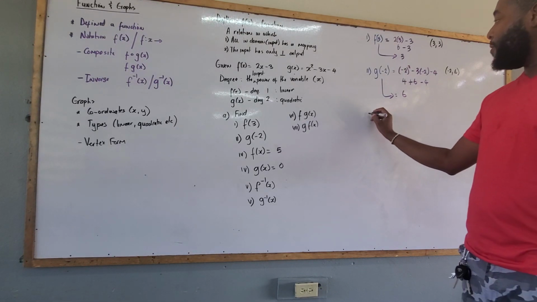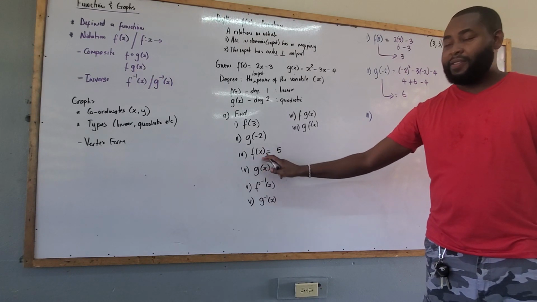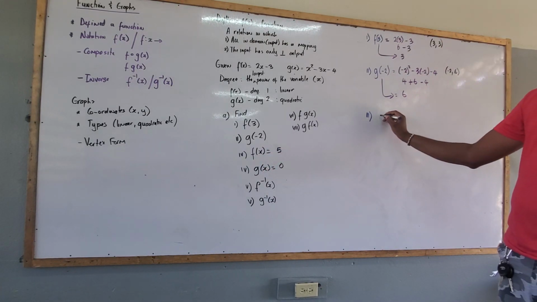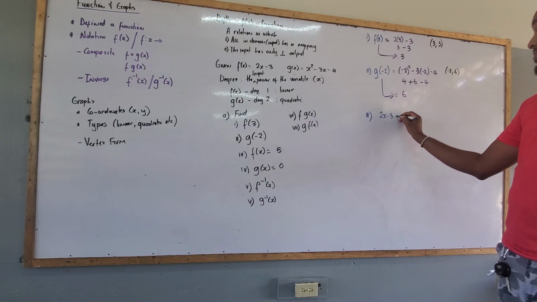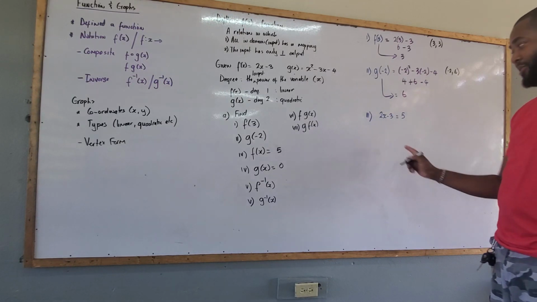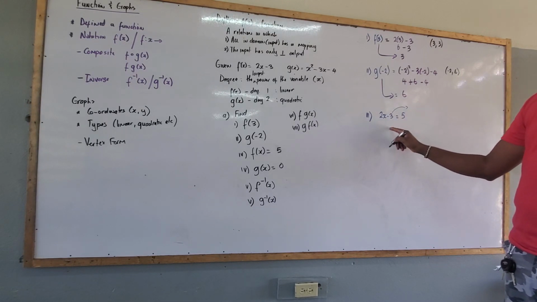So part 3 now, it says what? Solve where f of x is equal to 5. So what is f of x? f of x is 2x minus 3. Set this equal to 5. So I just transpose the equation. So carry the 3 over, or always add 3 to both sides.